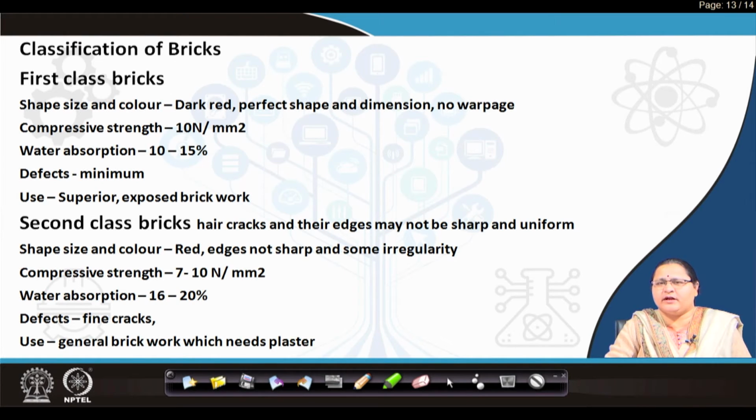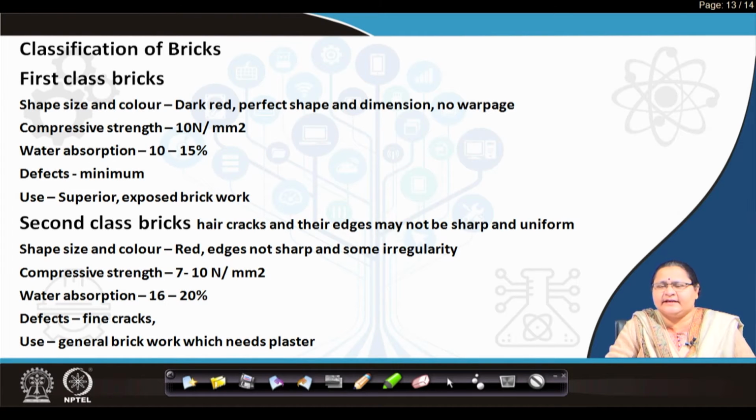Used for superior work, exposed brick work, because it has low water absorption. So, wherever there is no plastering, you can use first class bricks. Wherever it is dry weather, you can use first class bricks without any plastering. You have an elevation, the front part is very important. You can use superior quality brick so that the facade looks better, because the perfect edges are there.